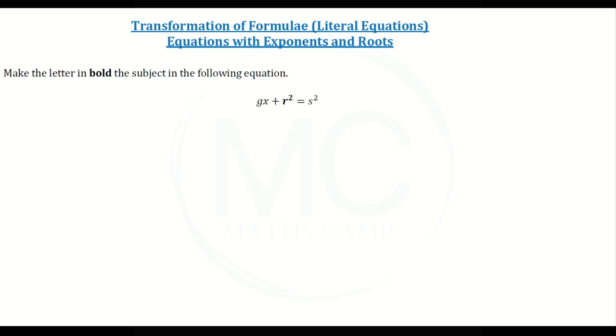gx plus r squared is equal to s squared. Now r is our bold term. So the first thing we want to do is get r squared by itself. We want to get this whole term here by itself. We see a plus sign, so we know it's positive. So we can leave r squared where it is. On the right, we have s squared, and we're going to move gx. So we say minus gx.